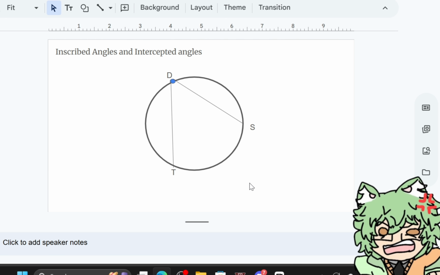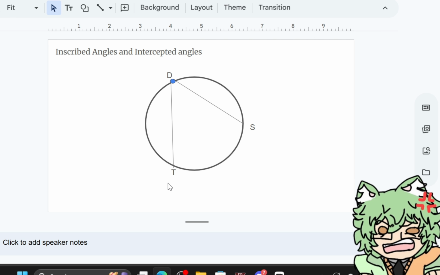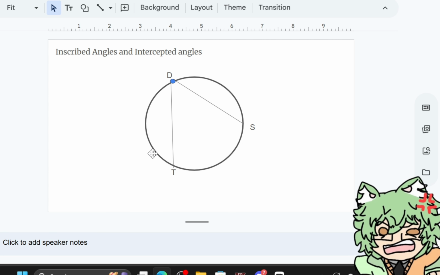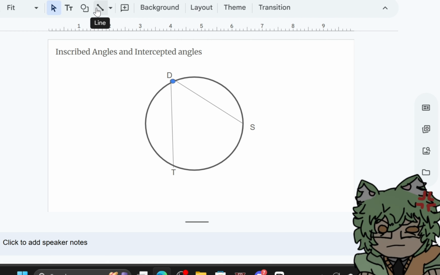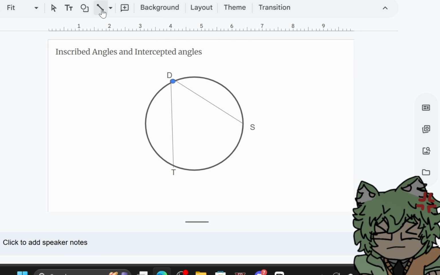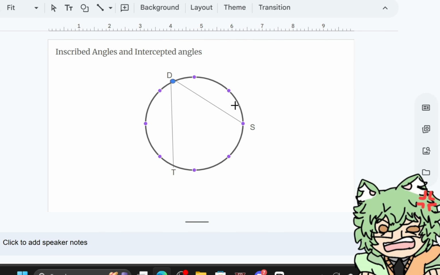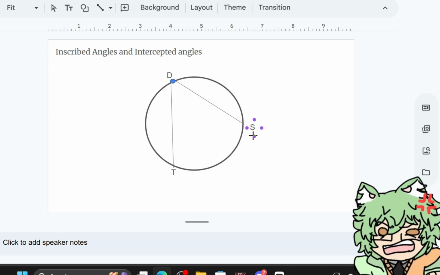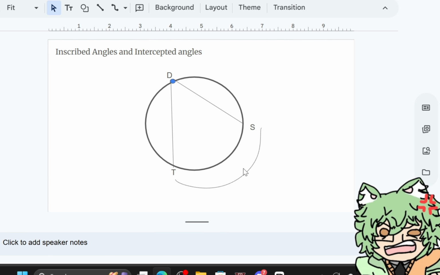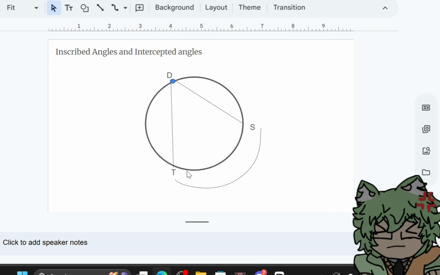You can't say it the opposite way around because that's not how it works; it goes TDS or STDT. This is really setting me up for failing. So here, this is your inscribed angle. This is your intercepted angle, the curved part from S to T. I don't know what to tell you.